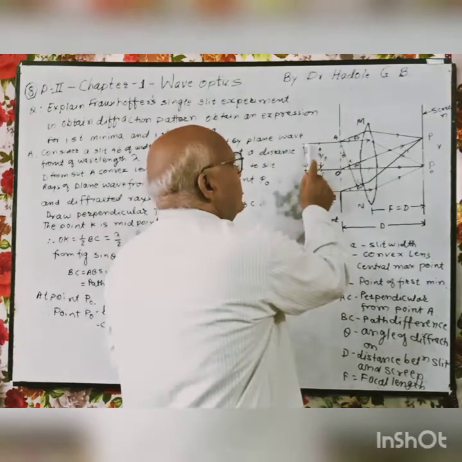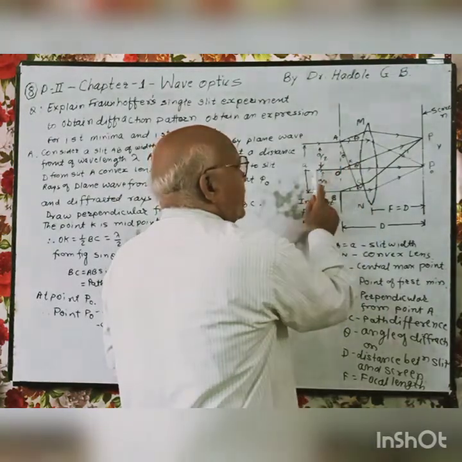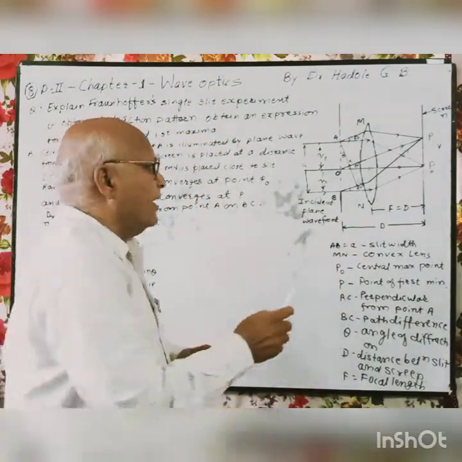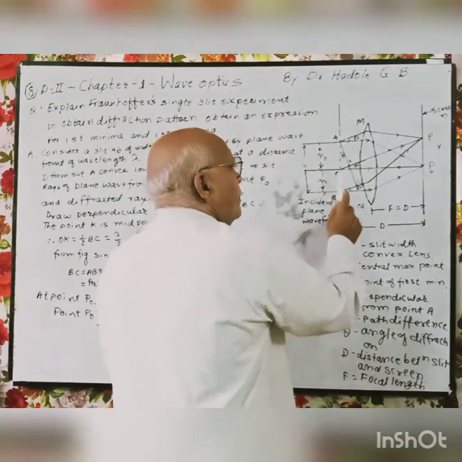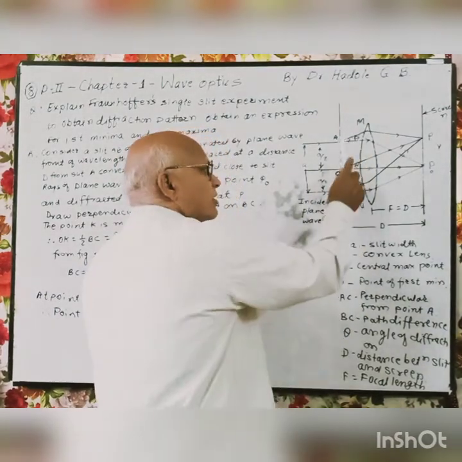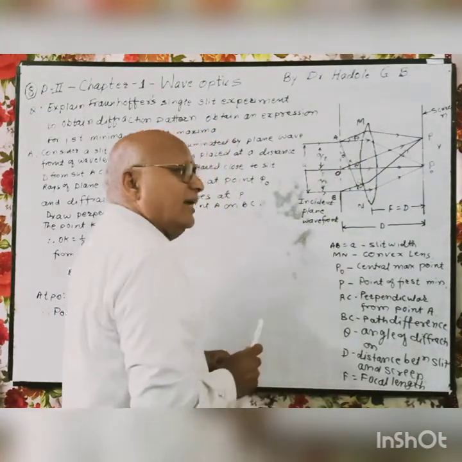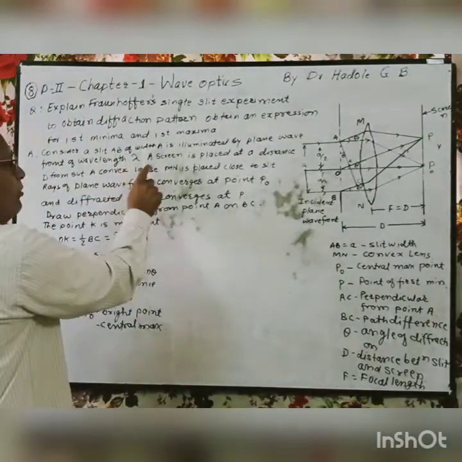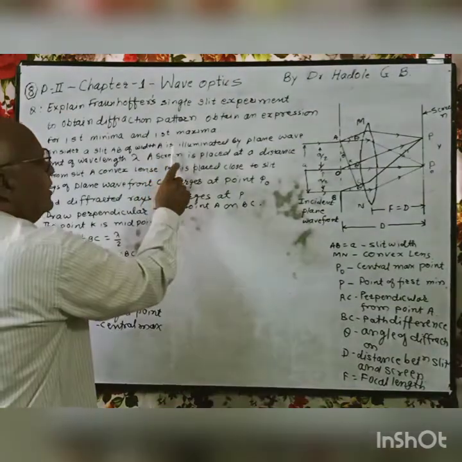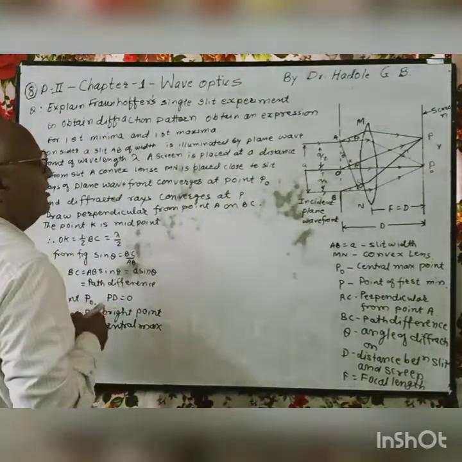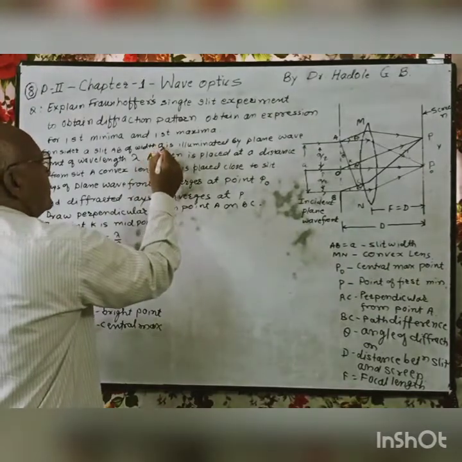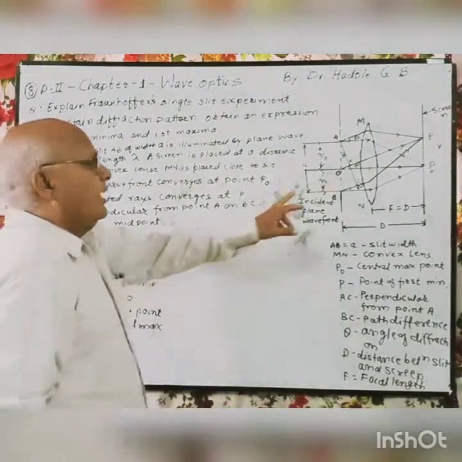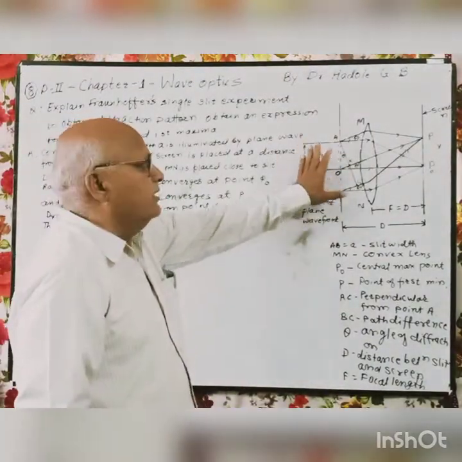See here, these are the plane wavefront or parallel rays of light. Now these parallel rays of light are falling on a slit. The width of the slit is a small a. I have written here: consider a slit AB of width a illuminated by a plane wavefront of wavelength lambda. Lambda is the wavelength of this incident light.